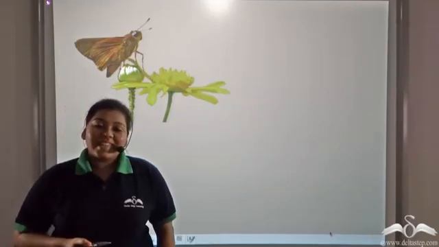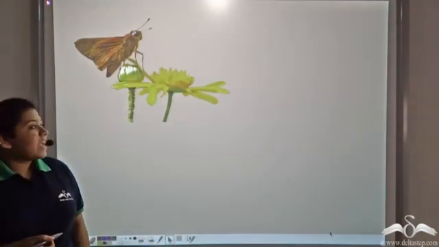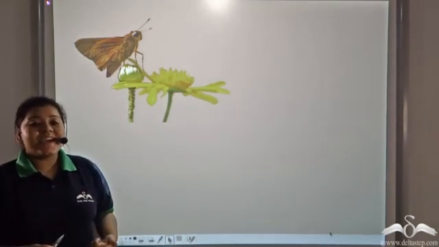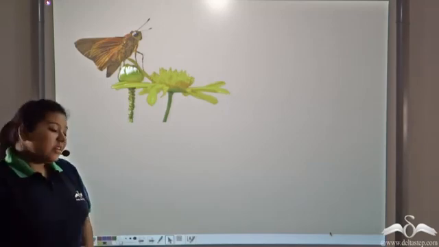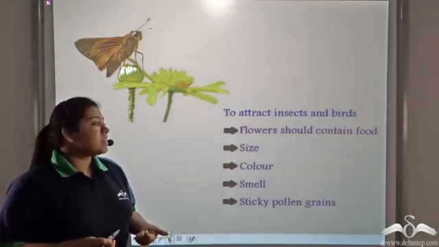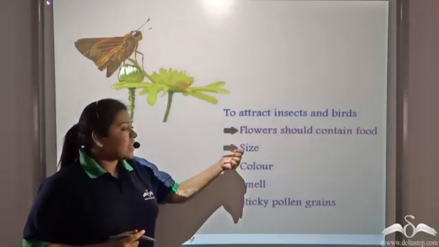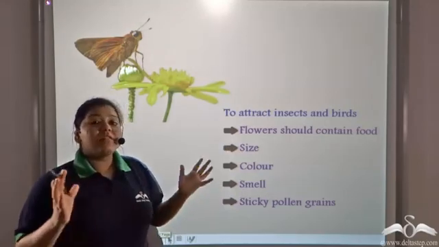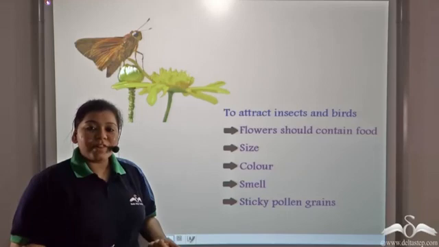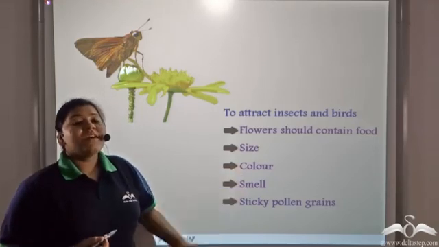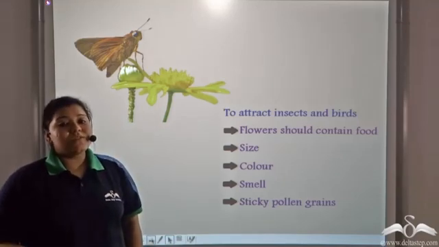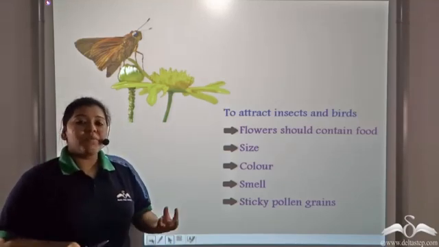Most of the flowers in the gardens are entomophilous flowers. That is, they attract insects for pollination. To attract insects, these entomophilous flowers become bigger in size, contain a lot of nectar, become more bright and colorful, have a sweet fragrance, and most of the time there are also modifications in the pollen grains.